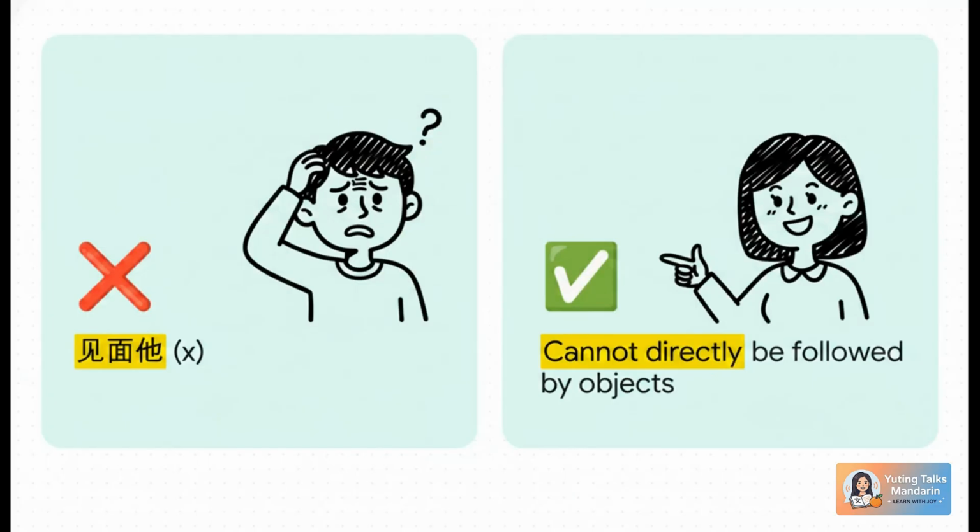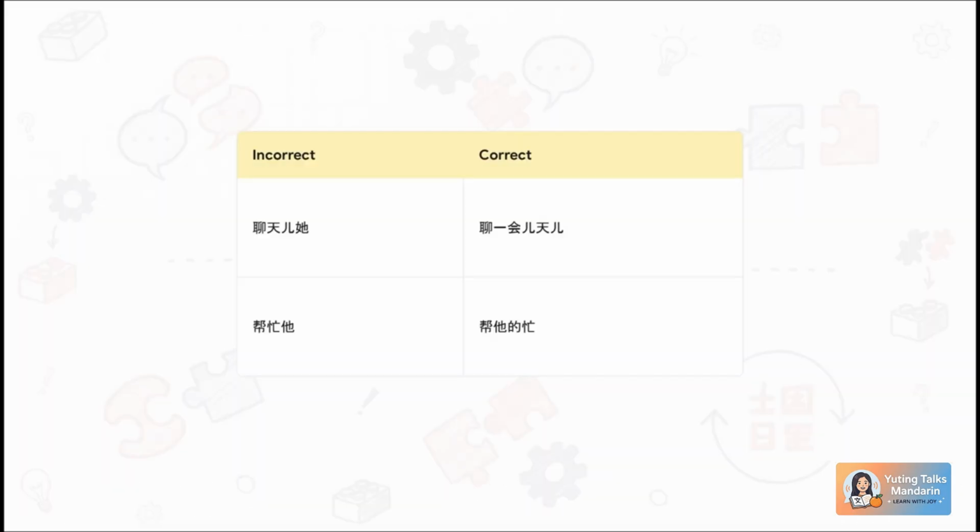Okay, Sarah, I'm going to play the confused learner for a second. If I want to say I meet him in Chinese, can I just use 见面 and say 见面他? No way, that gets a massive red X. Because the second character, mian, is already acting like an object, the word cannot take another object right after it. The correct way is 和他见面. Literally, with him, meet.